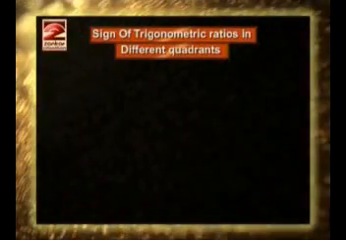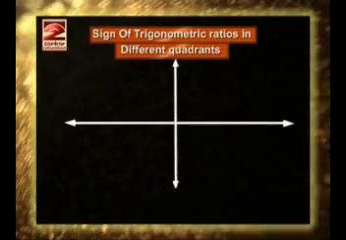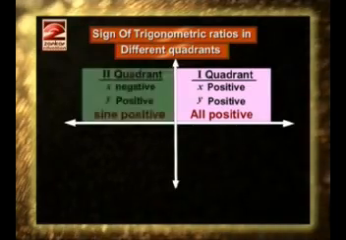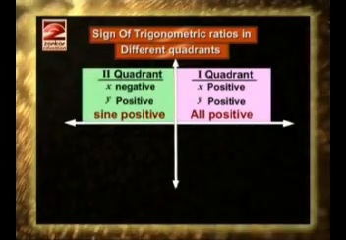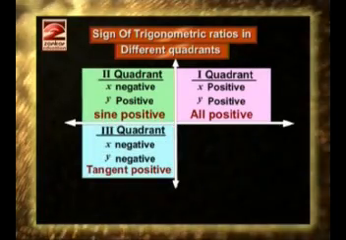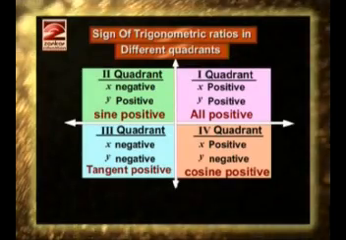Now the signs of trigonometric ratios in different quadrants are like these. In the first quadrant, all are positive. In quadrant 2, sine is positive. In quadrant 3, tangent is positive. And in quadrant 4, cosine is positive.